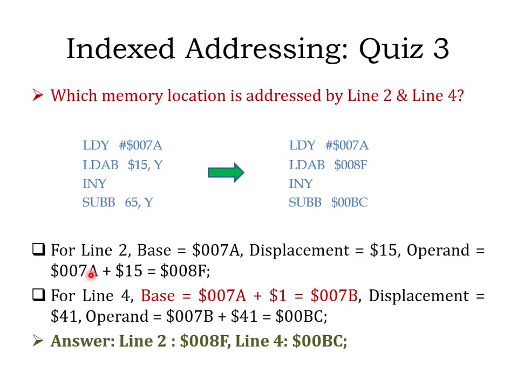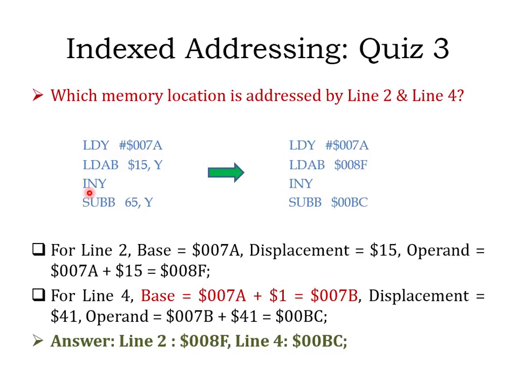But notice line 4. There is a little catch here. Why is the base changed? Do you see I marked it red? It's not 7A, it's actually 7B. Why is that? Because by the time you go to line 4, look at line 3: INY. That actually changed the content of index register Y. Do you see how the base can also be changed?